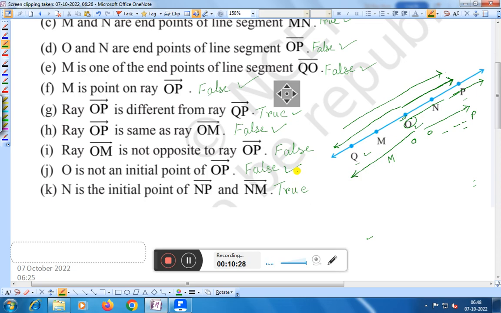Now, question number K. N is the initial point of NP and NM. It is true also. NP means here you see this is NP, right? And NM is in this direction, and also in this case, N is the initial point, right? Therefore, you can say it to be true. This is the solution of question number 6, exercise 4.1.